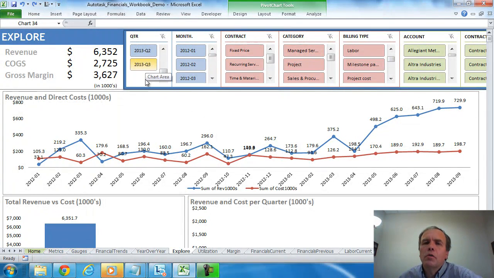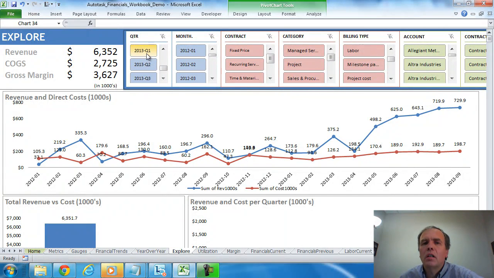Like all of our Explorer screens, it gives you quick filters that you can use to slice the information the way you want to, where you can drill into specific months or specific quarters, and then provides a series of graphs that shows you information regarding the data associated with that quarter.